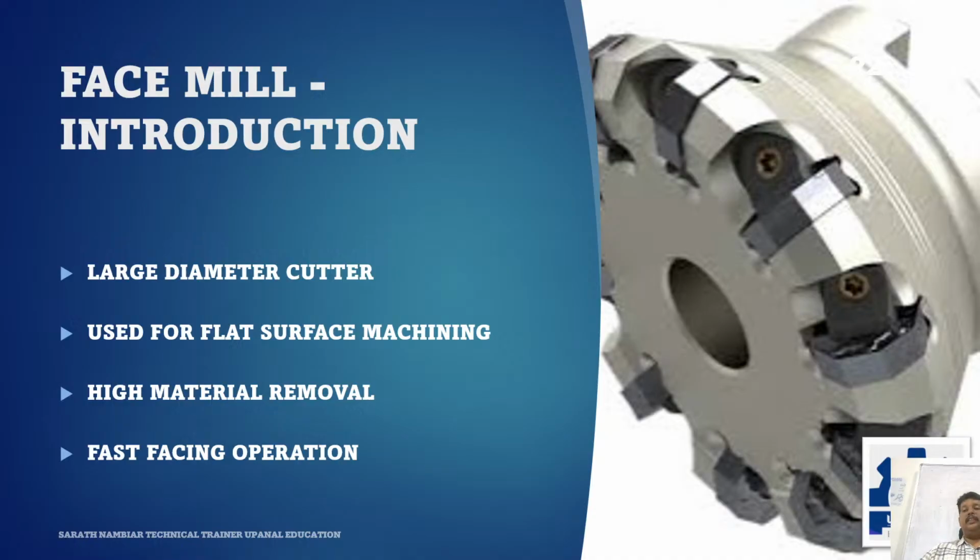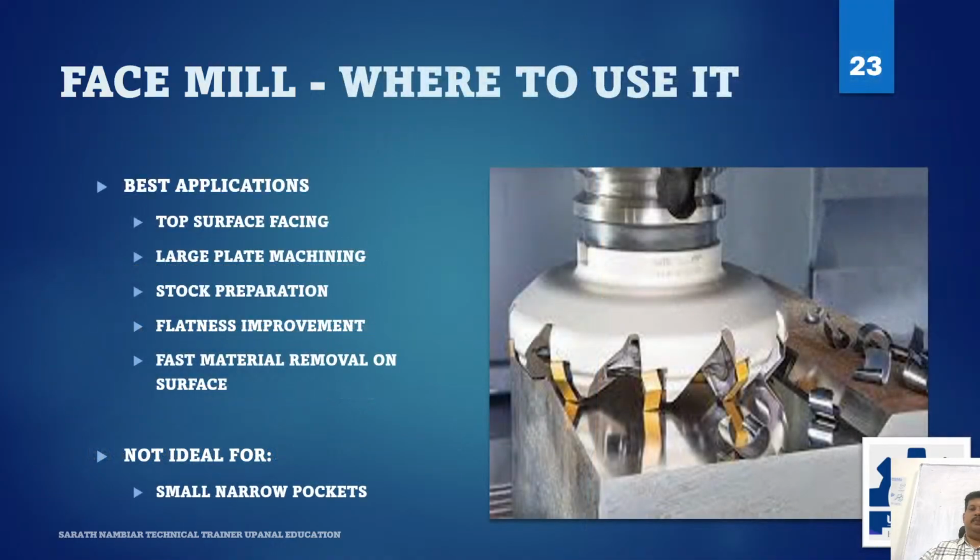Also, because inserts are replaceable, many face mills are economical in a production environment. So think of it like a road roller that makes flat surfaces. Where do we use a face mill? Mainly for top surface facing. It's the most common use. When the raw material top face is rough or uneven, face milling quickly creates a flat surface.